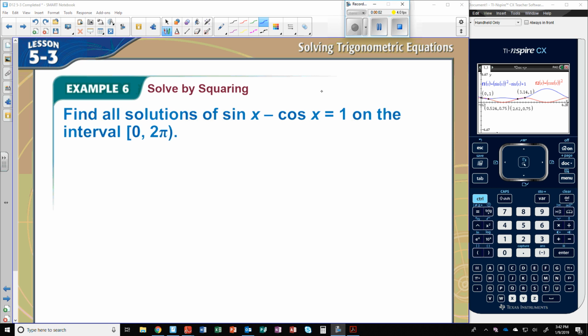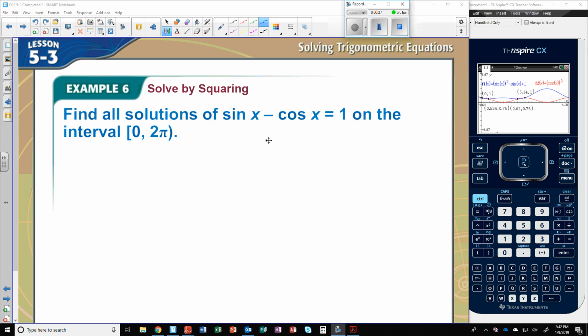Example 6. Find all solutions of sine x minus cosine x equals 1 on the interval 0 to 2 pi. Now, here, unfortunately, you can look at and try all kinds of different plans. We could switch to sines and cosines. We could try all these different things. But when it comes down to it, this one is just not, we're going to have a hard time coming up with a good solution.